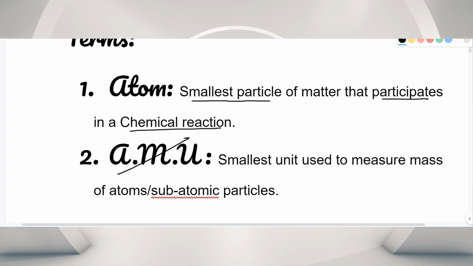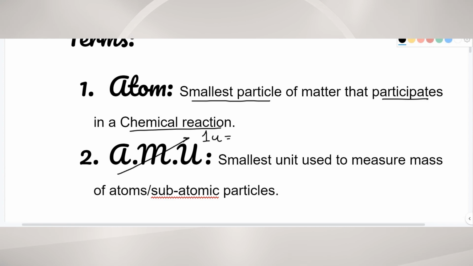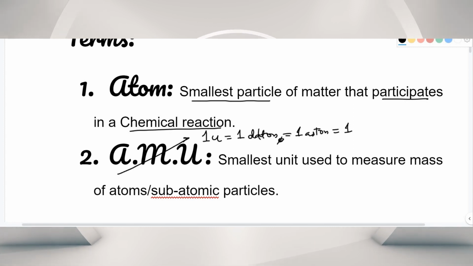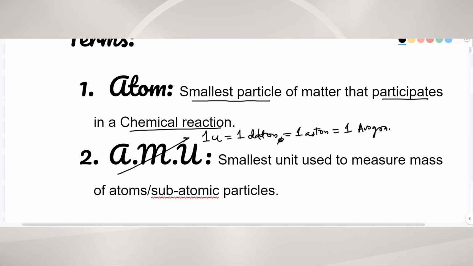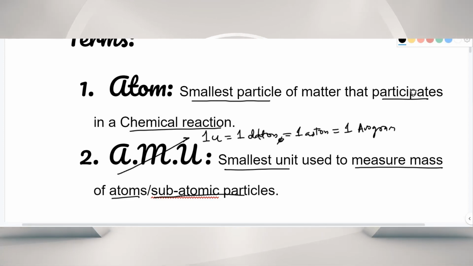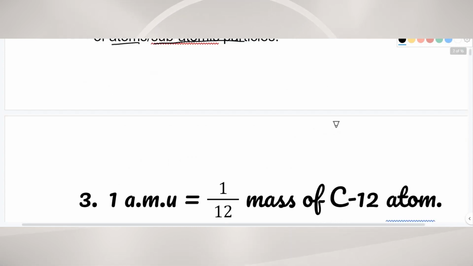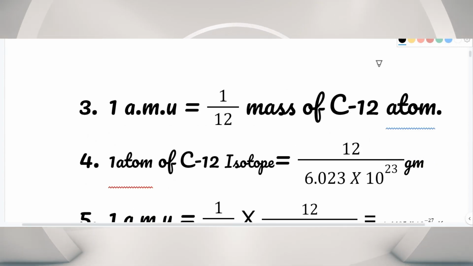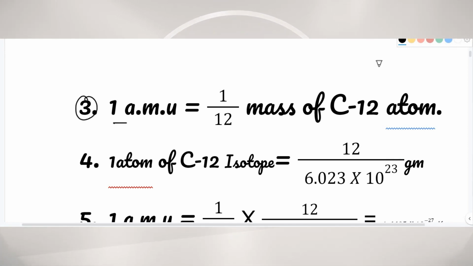So 1 AMU is sometimes taken as 1 unit, the same as 1 Dalton. These all mean the same. And what is 1 atomic mass unit? It is the smallest unit to measure the mass of an atom or subatomic particles. And what are subatomic particles? They are the electrons, protons, neutrons, or those elementary particles which come out of the nucleus of an atom during a nuclear reaction.